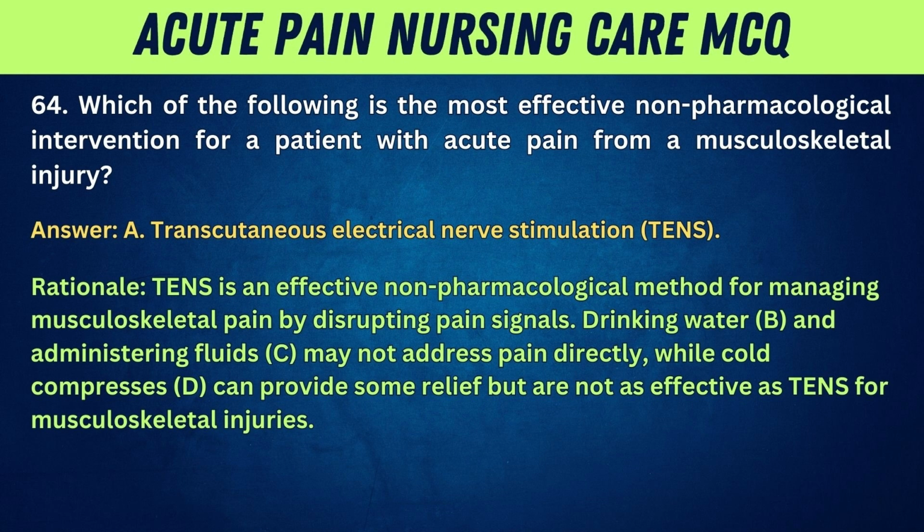Answer: A. Transcutaneous electrical nerve stimulation, TENS. Rationale: TENS is an effective non-pharmacological method for managing musculoskeletal pain by disrupting pain signals. Drinking water, B, and administering fluids, C, may not address pain directly, while cold compresses, D, can provide some relief but are not as effective as TENS for musculoskeletal injuries.